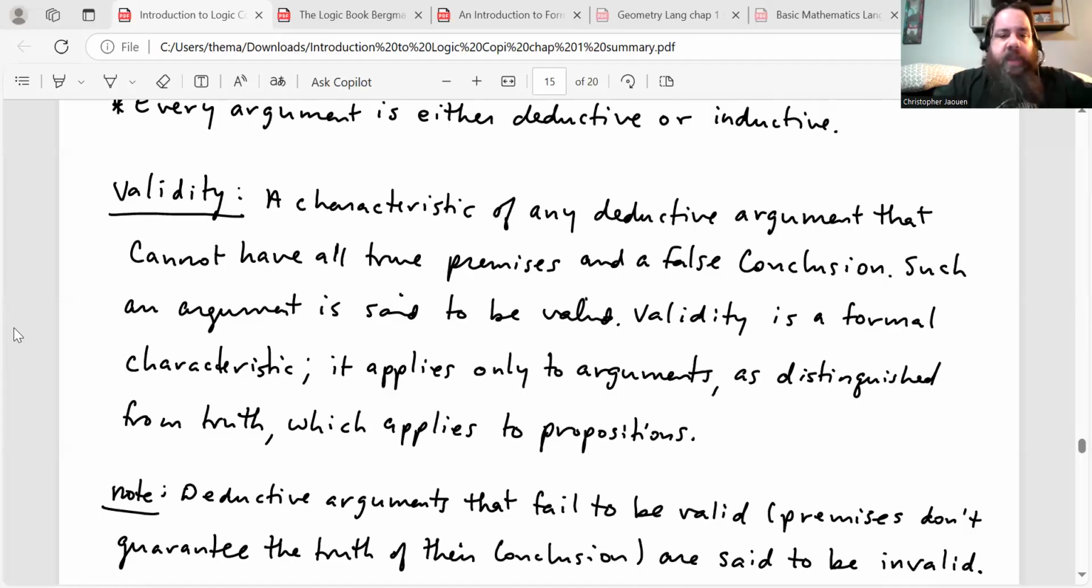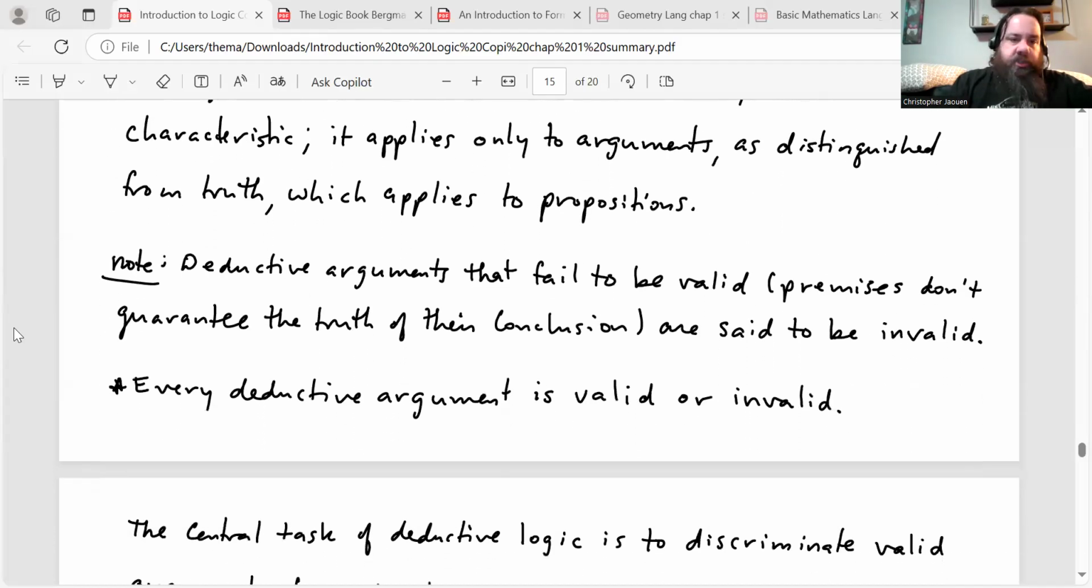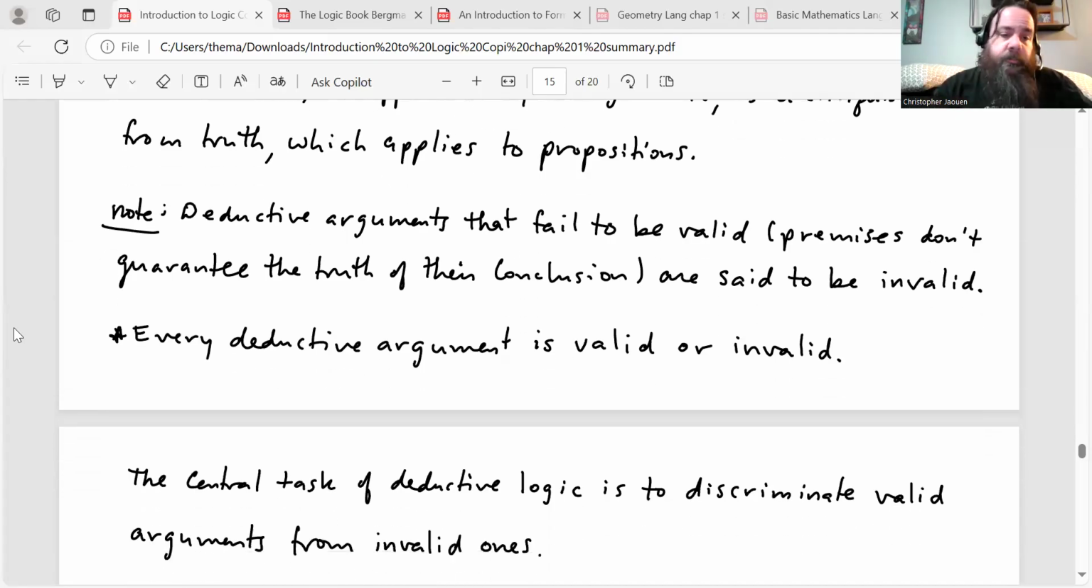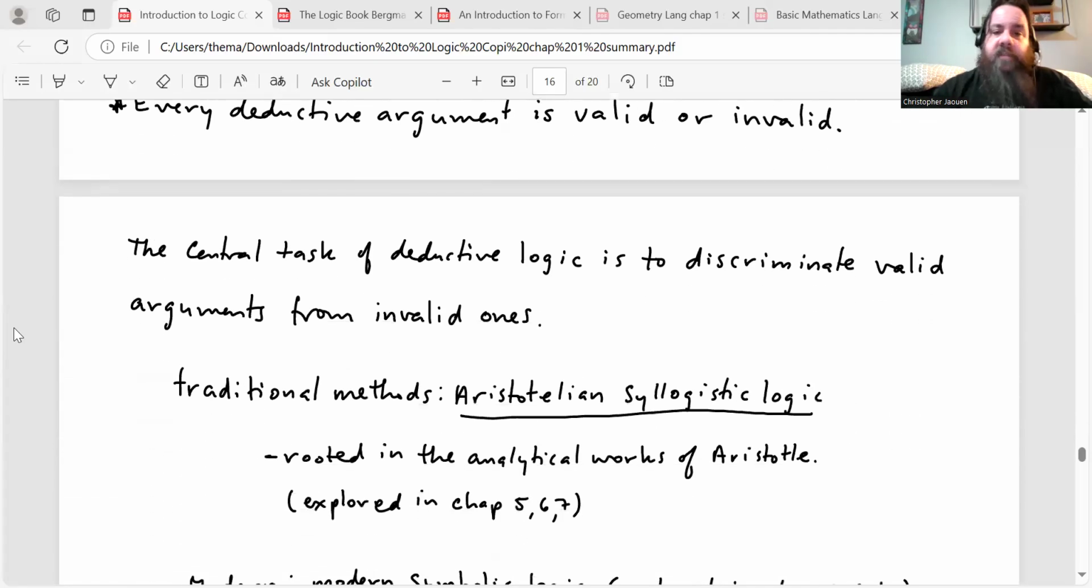Validity is a formal characteristic. It applies only to arguments, as distinguished from truth, which applies to propositions. Just a note here, deductive arguments that fail to be valid, meaning premises don't guarantee the truth of their conclusion, are said to be invalid. And every deductive argument is valid or invalid. The central task of deductive logic is to discriminate valid arguments from invalid ones.